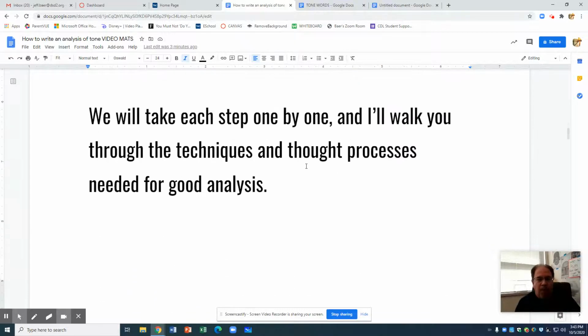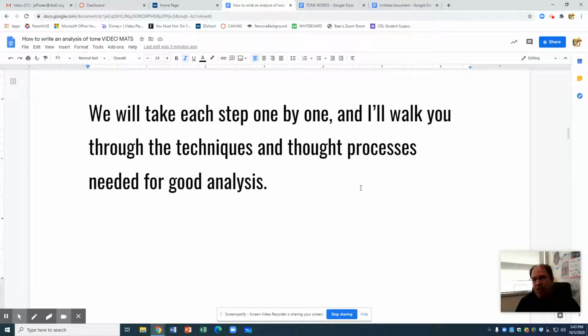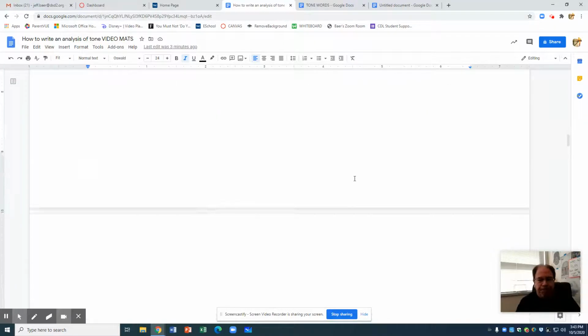So what we're going to be doing is taking each of those four steps one by one, and I will walk you through those techniques and talk you through my thought processes, because this analysis is going to have to be done by me as a reader, and my analysis might look different than yours, but I will try to demonstrate and model for you the techniques of good analysis.